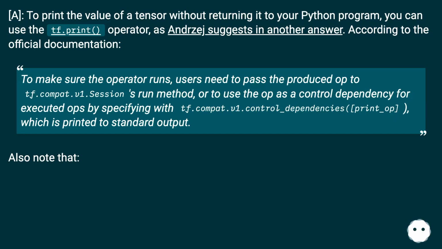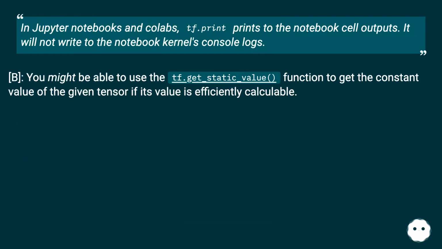Also note that in Jupyter Notebooks and Colabs, tf.print prints to the notebook cell outputs. It will not write to the notebook kernel's console logs. You might be able to use the tf.get_static_value function to get the constant value of the given tensor if its value is efficiently calculable.